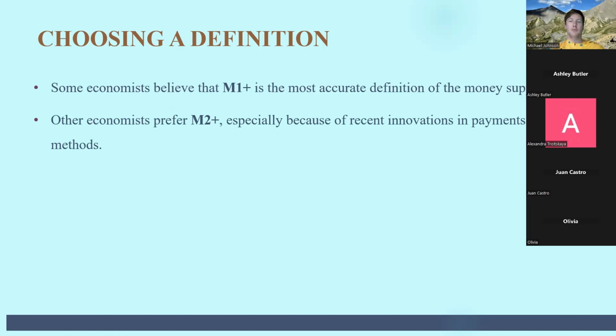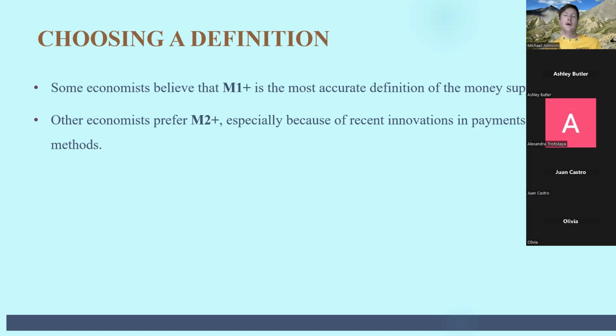Other economists prefer M2 plus, especially because of recent innovations in payment methods. So I think it would work if you can use any of the money in M2 plus immediately to pay for things.